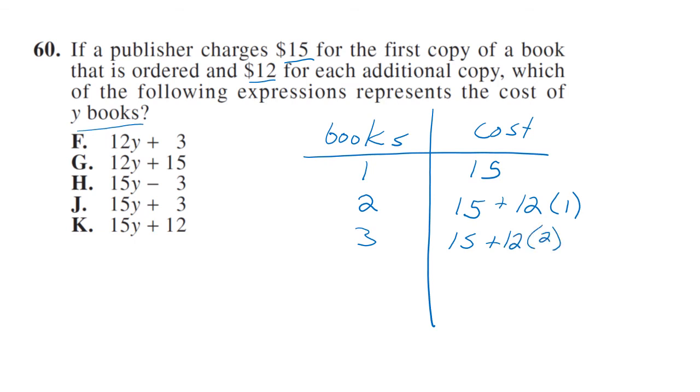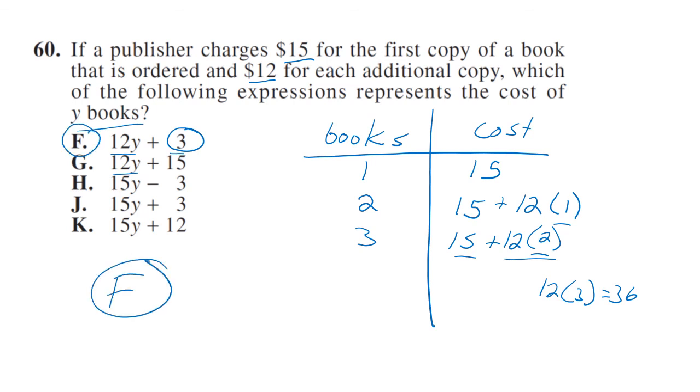So if I look at it that way, I can see that each book is going to be $12. But then I have to add $3. So if I had 3 books, 12 times 3 equals 36, but it doesn't actually cost me 36 because I have an additional $3, so plus 3. So my answer is F. Writing them out helps me to see it sometimes. Some of you might see it, some of you might be able to graph it. To me, it helps just to see it in a table.